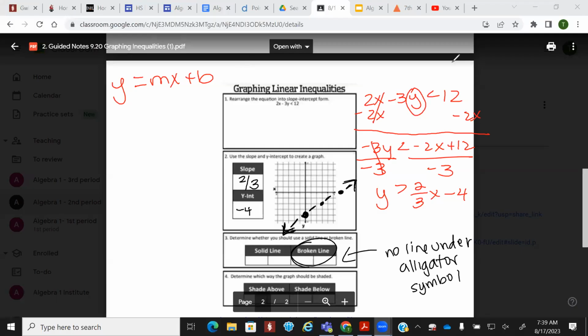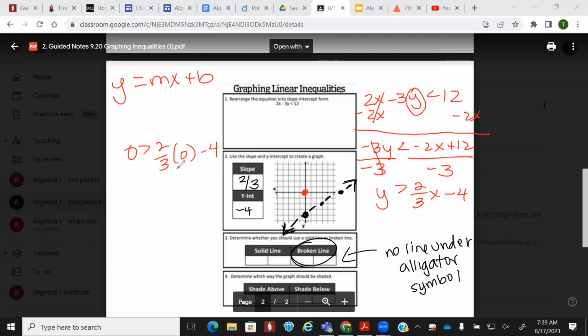Okay. So now we're going to decide whether we're going to shade up or shade down. Here's what I do. Again, I don't like memorizing things. I pick a point. Normally, I use 0, 0. So 0, 0 is right here, right? And that would be shading above. So we're going to test this theory. We're going to take this inequality and plug in 0, 0. So we've got 0 is greater than 2/3 times 0 minus 4.